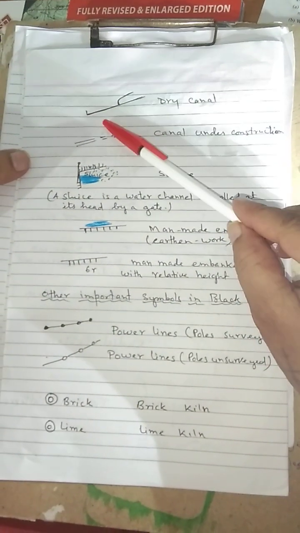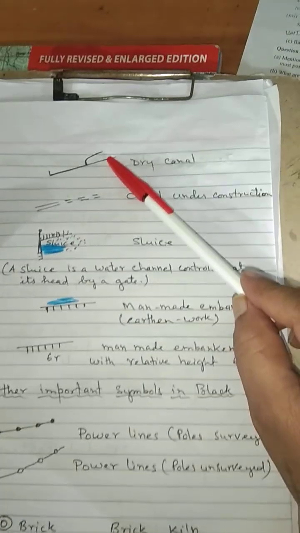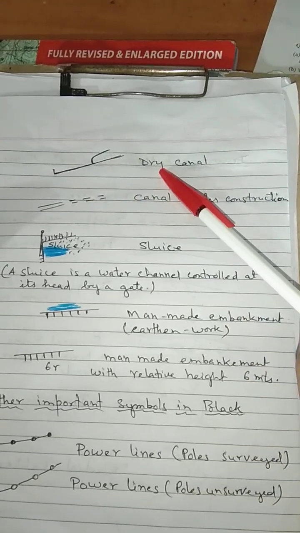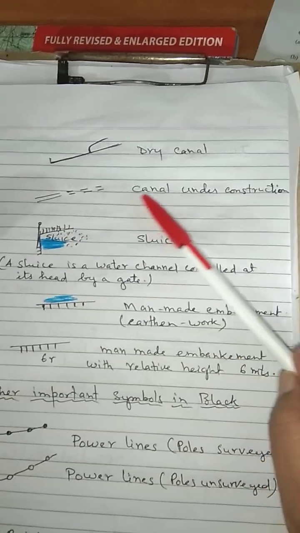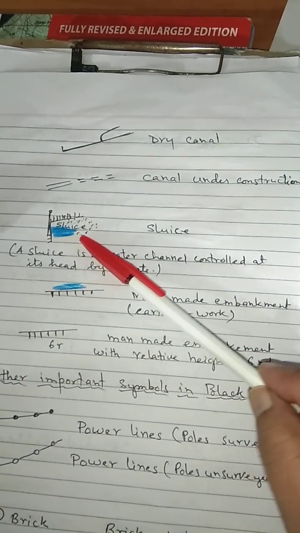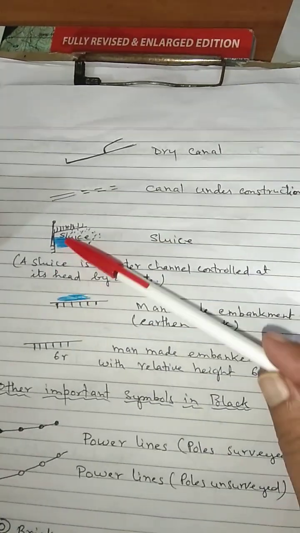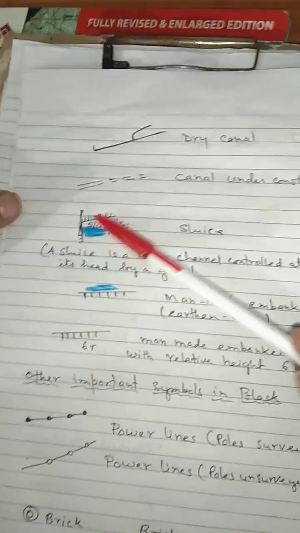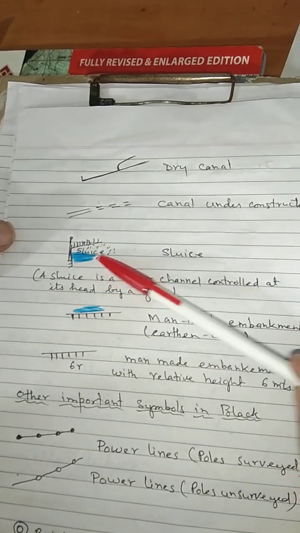This is a dry canal. If it is in blue color, it is a perennial canal. If it is in black color, it is a dry canal. This is canal under construction. Again, it will be shown in blue color. This is a sluice. A sluice is a water channel which is controlled by a gate. You know, like we have dams. Whenever the dam is full of water, the gate is opened. So this is called a sluice.